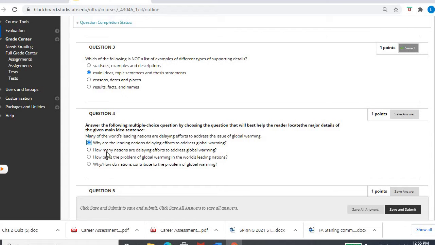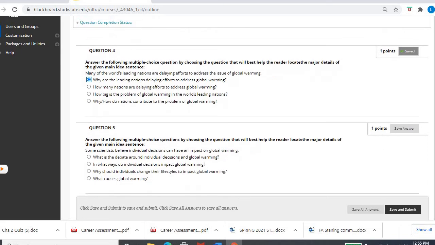It doesn't necessarily matter how many or how big or how do they contribute, because that's not implied in that sentence. What's implied is they are delaying efforts. So our question could be, why are they delaying efforts? And those are going to be the questions that the supporting details answer if I had a full paragraph there. Okay, so same concept for number 5.